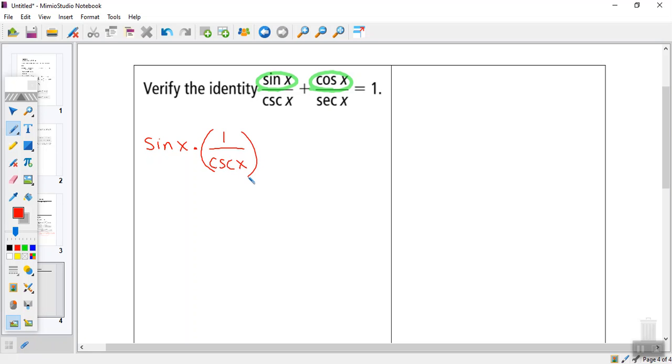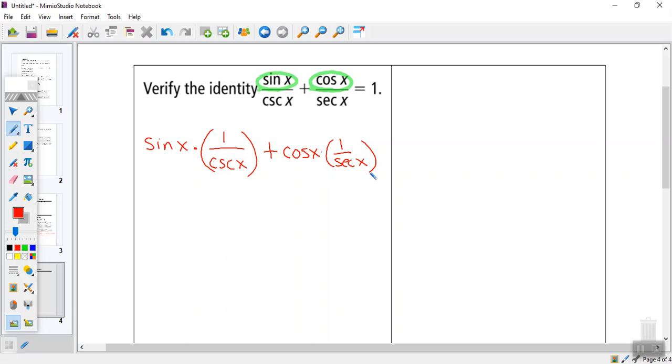Second part, leave the cosine alone. Take that and break it up a little bit, right? As a cosine of x times what? 1 over the secant. So all I've done is rewrite the way we started that problem, right? Again, I'd like to get it in terms of sine and cosine, if at all possible.